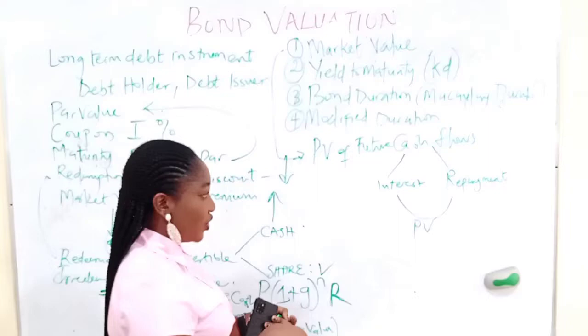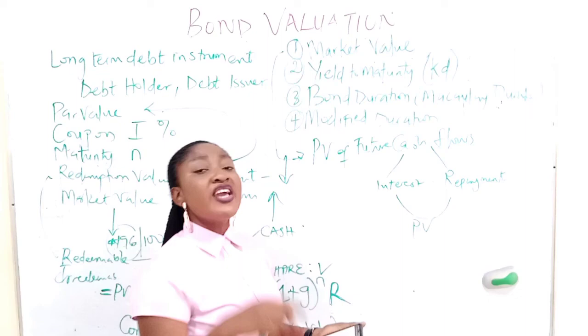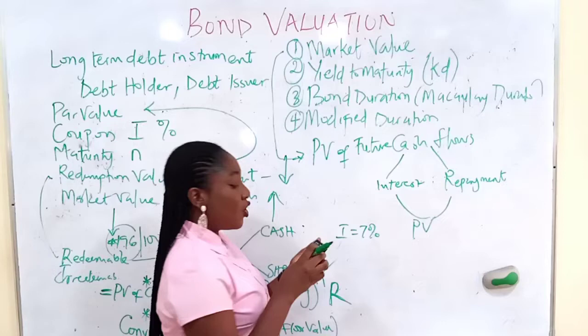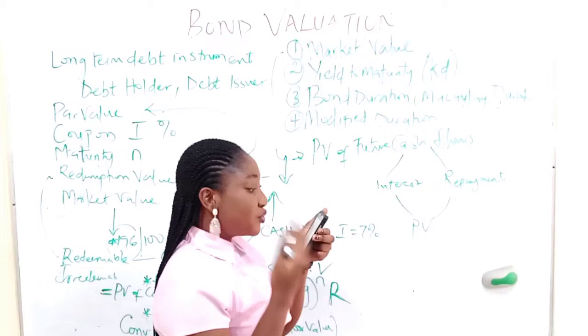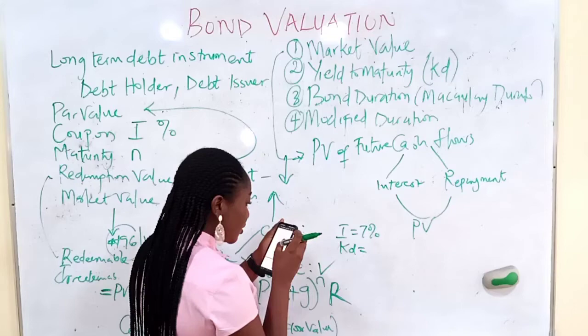This question says a firm has issued 7% undated bonds. It means that 7% is what? The coupon, right? So I is equal to 7%. Undated means no date of redemption, so it's an irredeemable debt. Then it said each with 100 naira nominal value or par value or the face value or the book value. Then the current yield, the cost of debt, KD, is quoted at what? 7.42%. KD, minimum required rate of return.